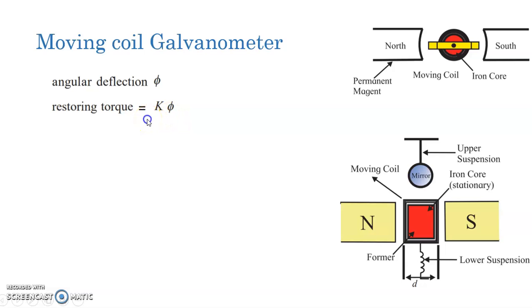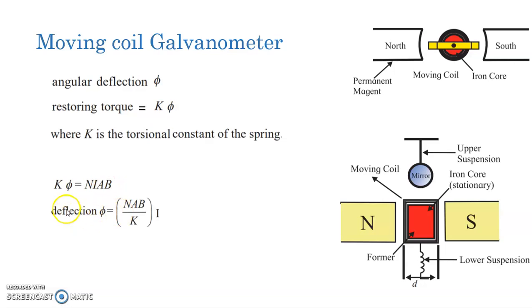As the magnetic torque, that is tau, is equal to NIAB, and restoring torque, that is K phi, both are equal, we can write K phi is equal to NIAB. From this, we can get a formula for deflection phi as NIAB divided by K. So this is the formula for deflection produced in a coil when current I is passing through it. All of these terms in the bracket are constant. So the deflection produced will be directly proportional to the amount of current that is passing through the moving coil galvanometer.